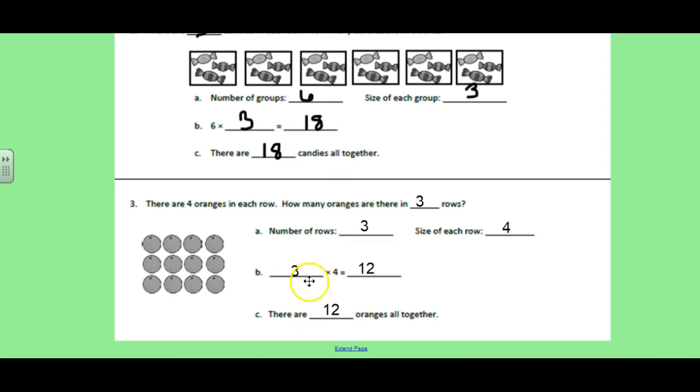Now the multiplication equation, they already gave you the 4, so that tells us how many in each row. So we needed the 3 to tell us how many rows. So we've got 3 times 4, and you should have had that is equal to 12. So there are 12 oranges all together.